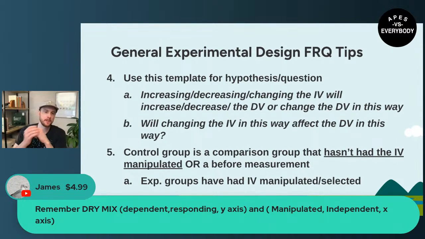Here's a good one. If you're looking at a graph, oftentimes, I have heard this acronym before, DRY MIX. Dependent responding is on the y-axis. So the dependent variable or the one that responds to the independent, like you change the independent and the dependent responds to it, that's often on the y-axis. So we call it DRY, the Y and DRY for y-axis. Manipulated independent for x. You manipulate it or you change it. It's independent. It's having the impact on the dependent. That's a good one.